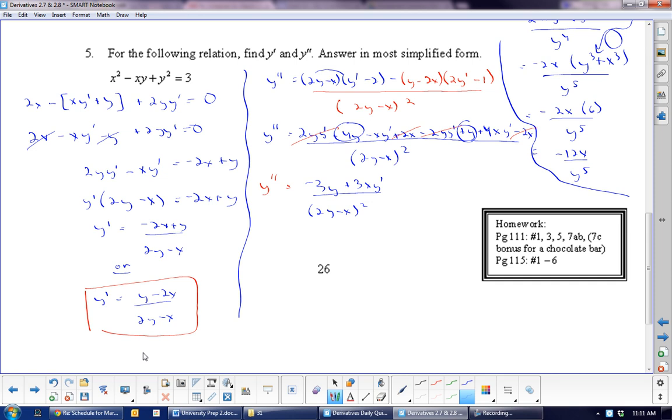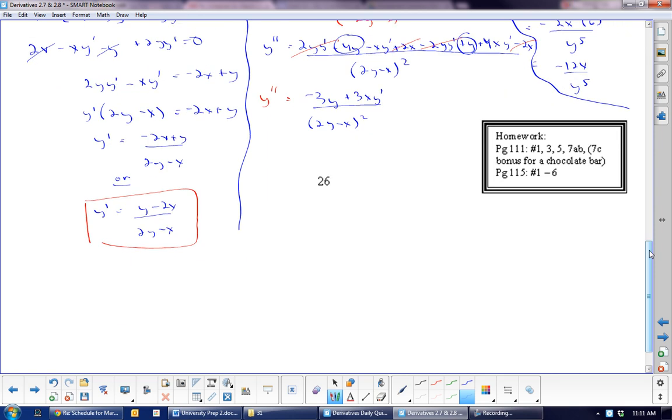Okay, guess what's coming? Got to substitute y prime into that. Yeah, if you guys want it, we can factor out a 3 first. I don't know if it's going to make it any cleaner, but it makes you guys happy. So what do you want to take out, a negative 3?